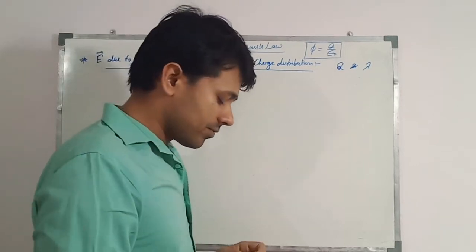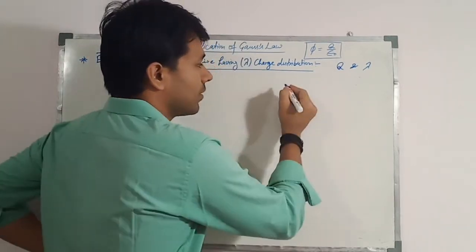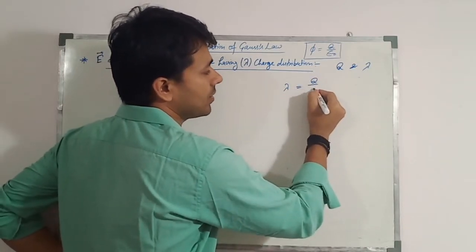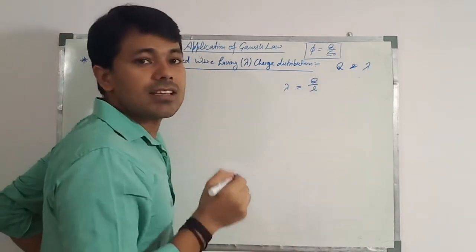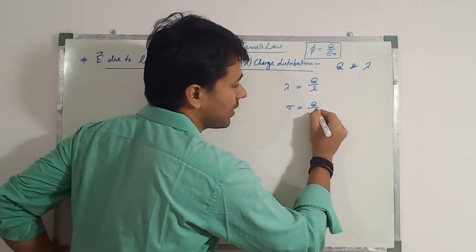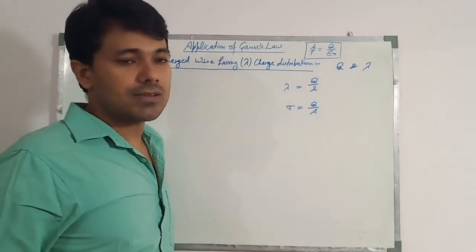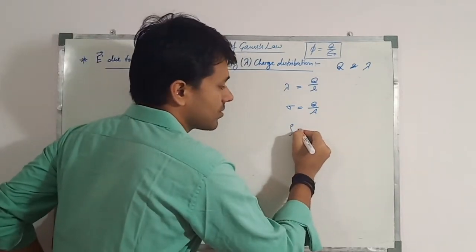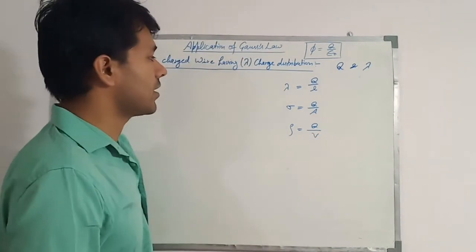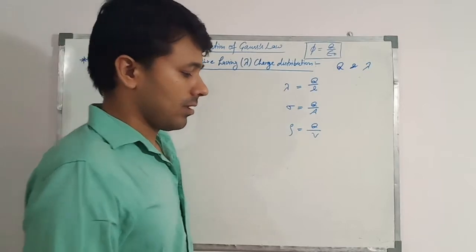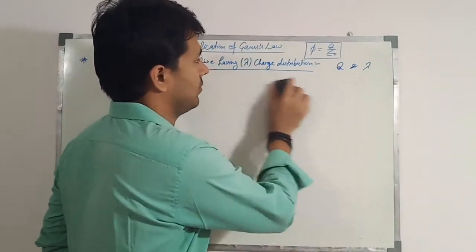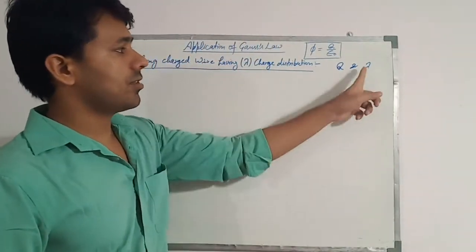We have three types of charge distribution. First is line charge distribution, which is lambda, meaning charge per unit length. Second is surface charge distribution, sigma, which means total charge per unit area. Third is volume charge distribution, meaning total charge per unit volume. These are the three types of charge distribution. So first is line charge distribution lambda.